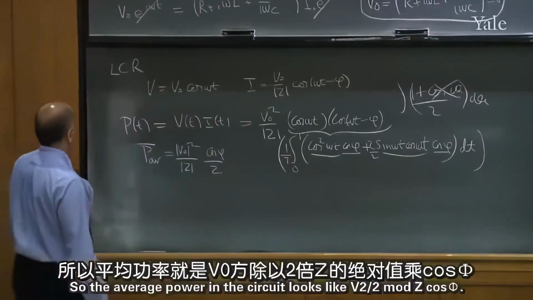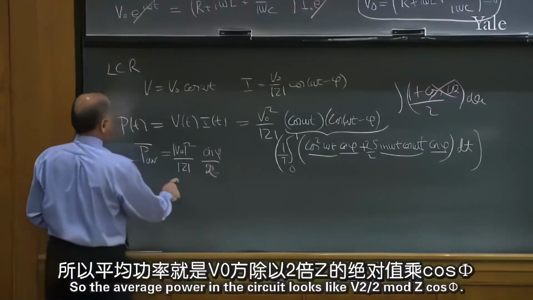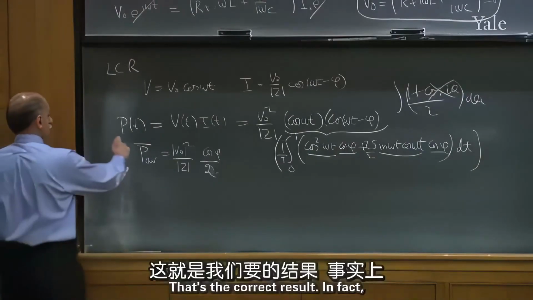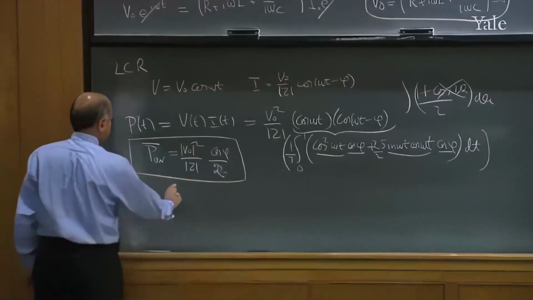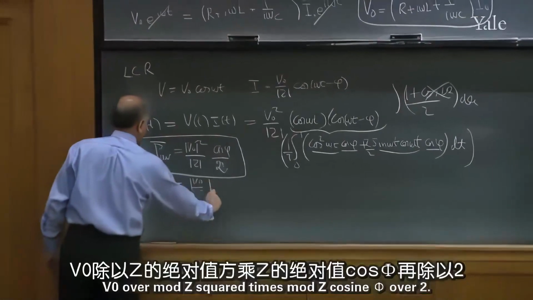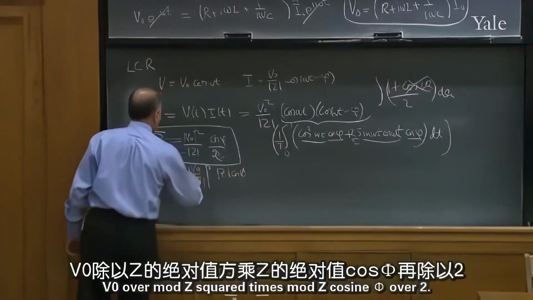So the average power in the circuit looks like 1 over 2 V naught squared over mod z cosine phi. That's the correct result. In fact, we can see it in another way. Let's write it as V naught over mod z squared times mod z cosine phi over 2.